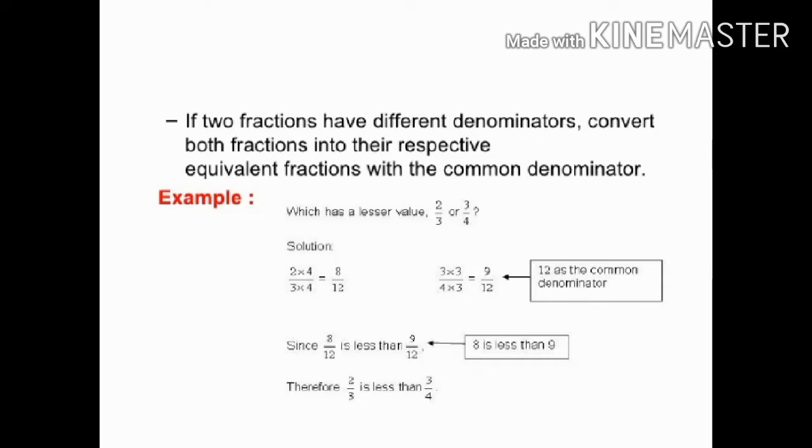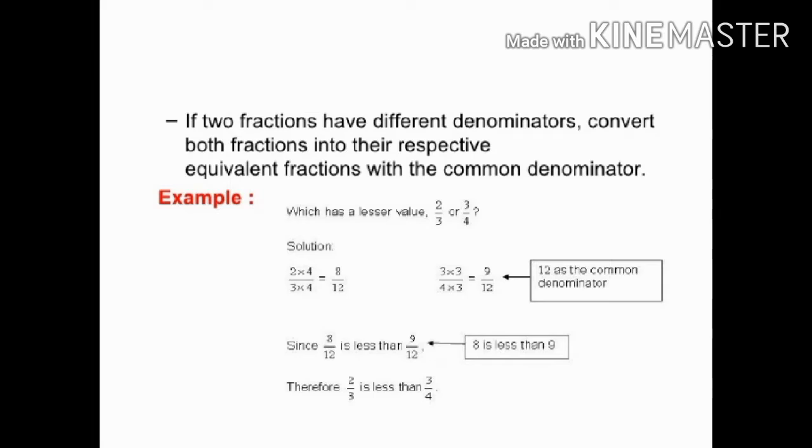Now 12 as the common denominator. First fraction 2 by 3 we will multiply by 4 both numerator and denominator. 2 multiplied by 4 is equal to 8 and 3 multiplied by 4 is equal to 12. And now the second fraction is 3 by 4. We will multiply by 3 both numerator and denominator. 3 multiplied by 3 is equal to 9 and 4 multiplied by 3 is equal to 12.